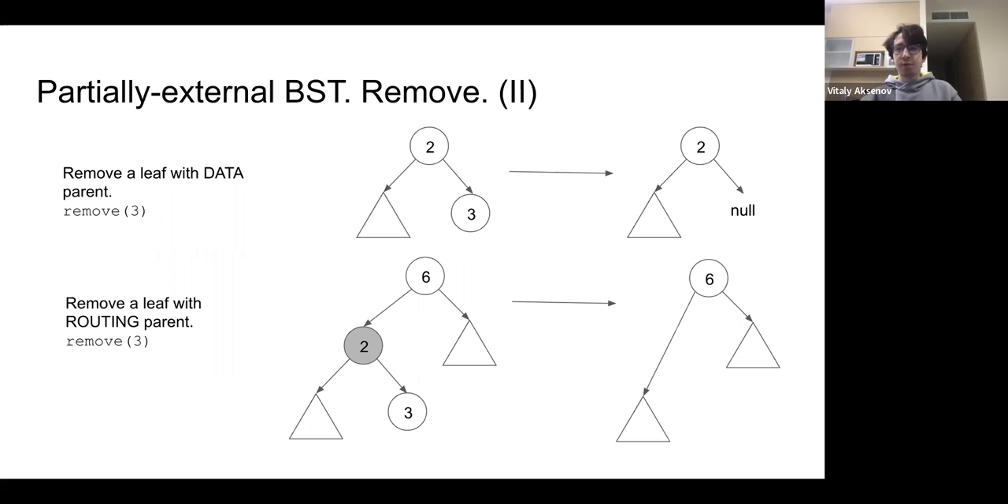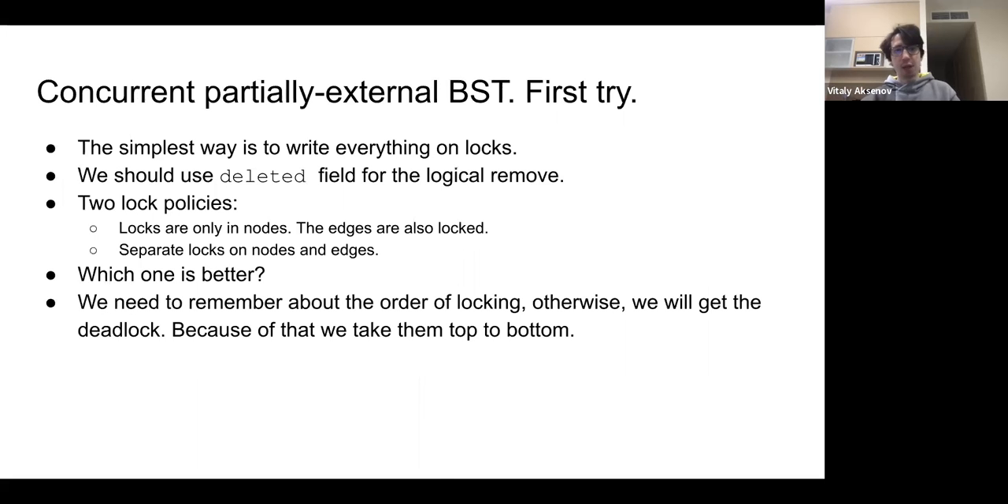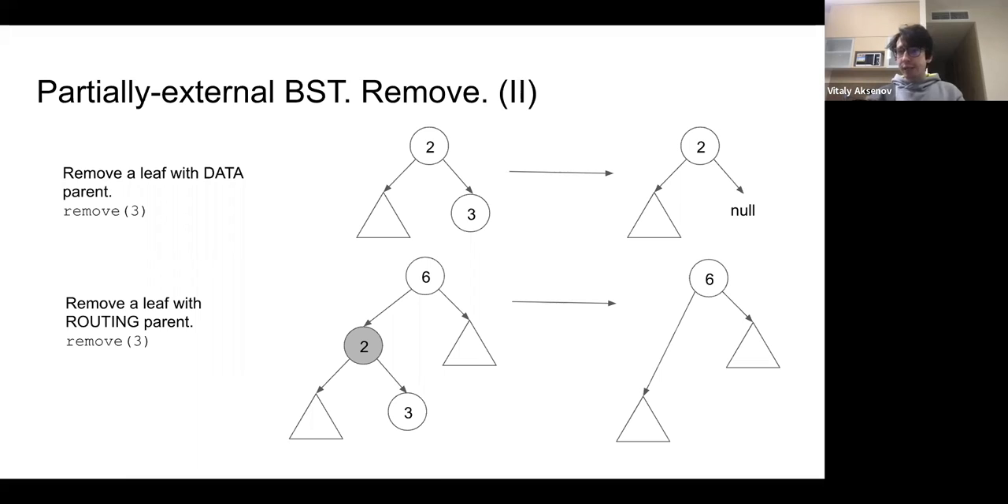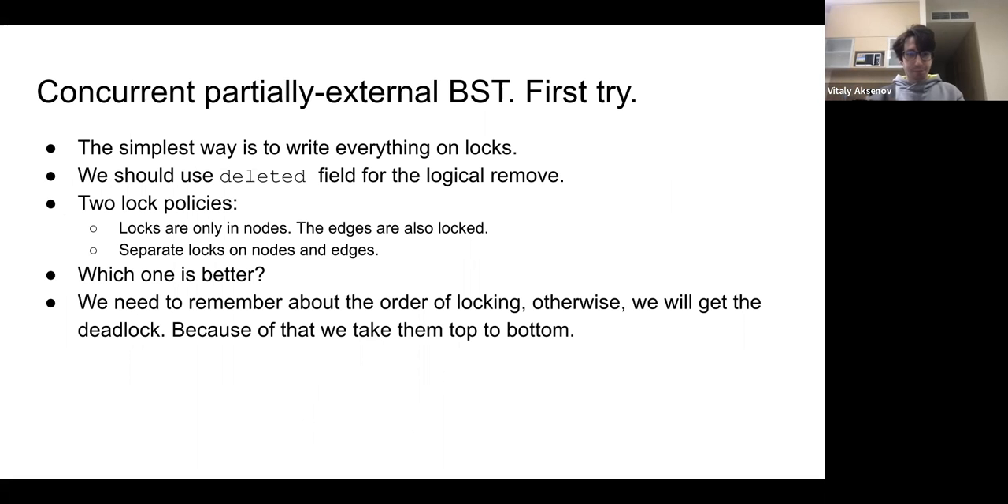That is enough to maintain that each routing node has 2 children. For example, if we remove 3, we cannot leave 2 there because it would be routing and have 1 child. It's not good. And exactly why we need current, parent and grandparent is that in the last case, we should change the link from the grandparent.